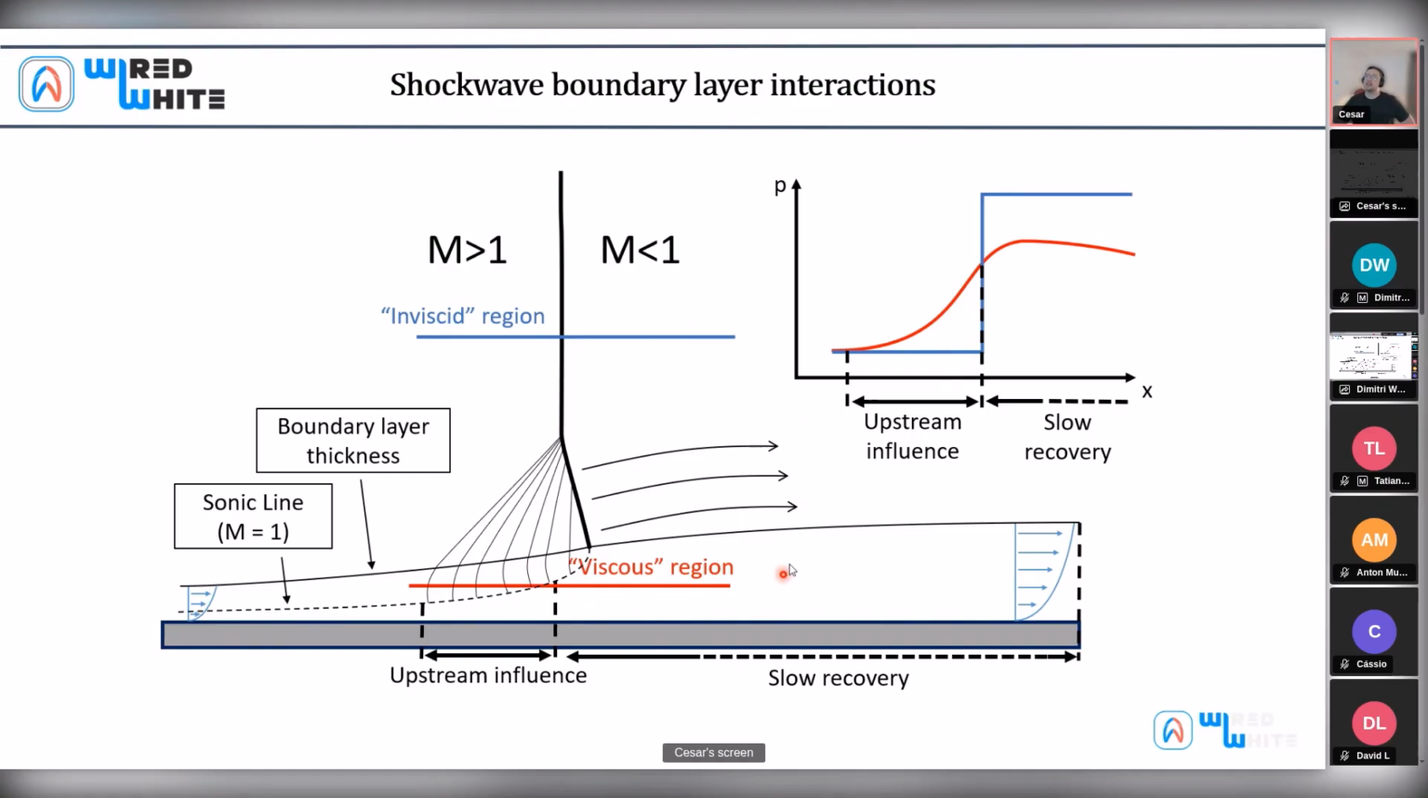What occurs is that this information, this pressure rise, is propagated through the subsonic boundary layer, which allows the flow to travel upstream of the shock, and therefore gradually increases the pressure before the shock's location. This is what is called upstream influence, and afterwards we'll have a slow recovery, in which, later on, far downstream, the flow will reach equilibrium in a fully turbulent boundary layer.